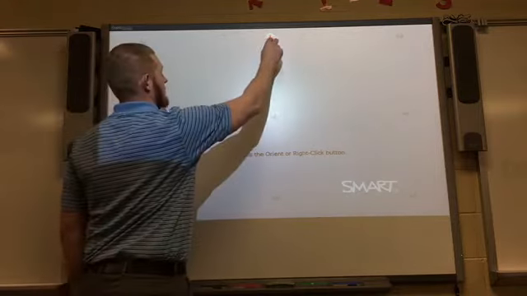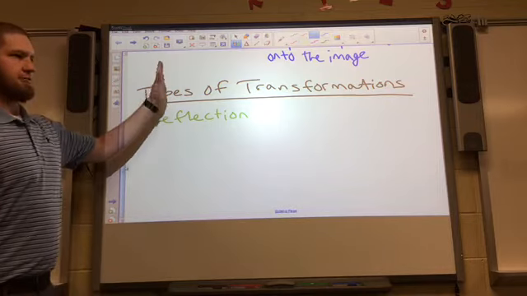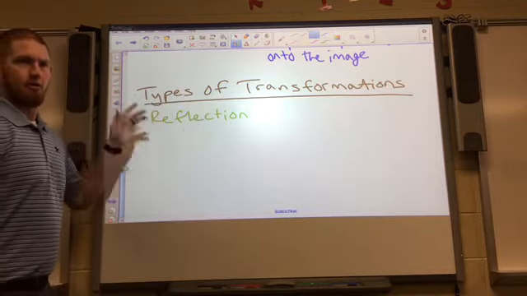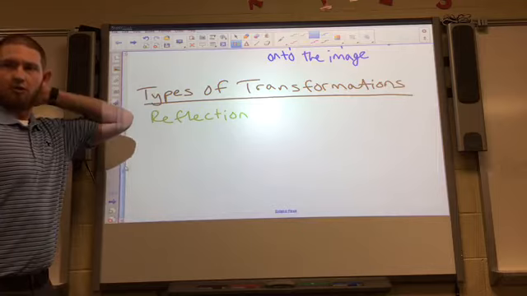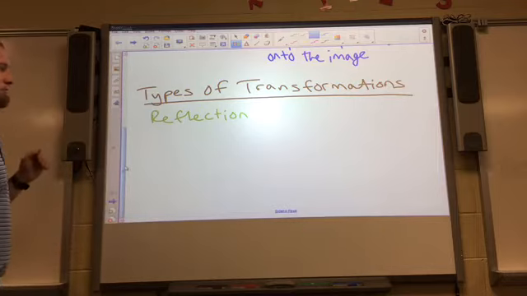Can I reflect something over anything? Can I reflect over a line? Yeah. It's always going to be a line that you reflect over. You can't reflect over a point. Does it matter if it's vertical, horizontal, diagonal? No, you should always be able to reflect over something.